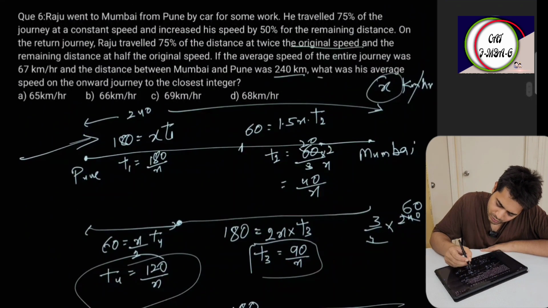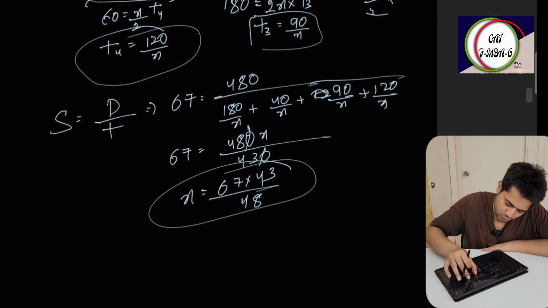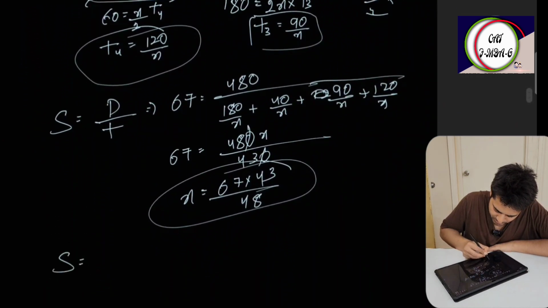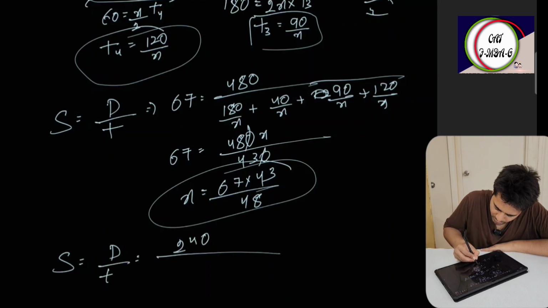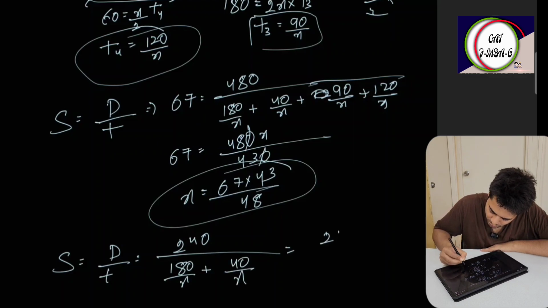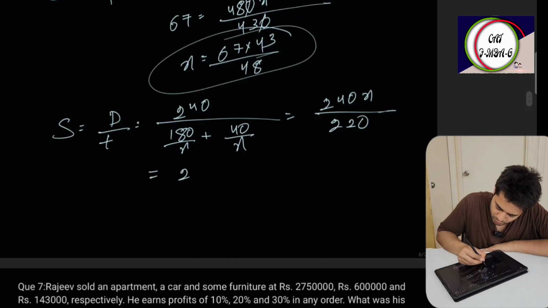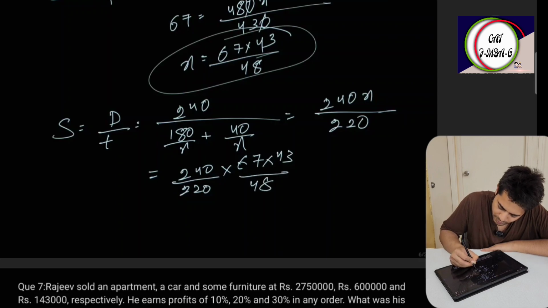Now what is the average speed on the onward journey? During the onward journey, average speed is equal to distance upon time. Distance is 240 divided by t1 plus t2. t1 is 180 by x plus t2 is 40 by x. So this is 240 into x divided by 180 plus 40, which is 220. So 240 by 220 into x, where x is 67 into 43 divided by 48.